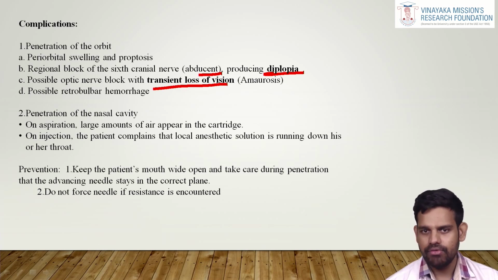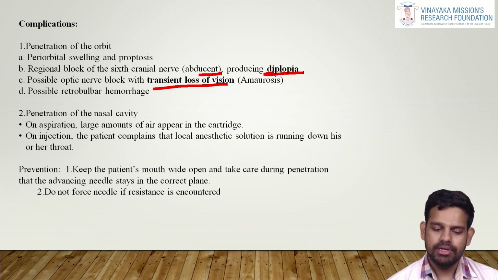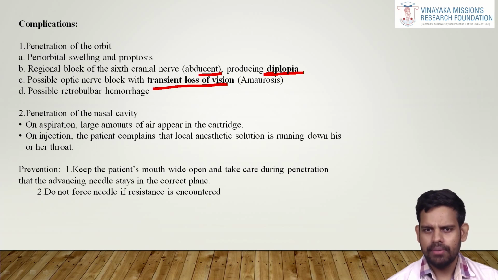So we have to be careful with the maxillary nerve block technique, especially the tuberosity technique. And possible retrobulbar hemorrhage. Retrobulbar hemorrhage is nothing but bleeding from the vessels situated posterior to the eyeball. When they get injured, it will lead to seepage of blood into the posterior part of the eyeball. So it will lead to continuous blood seepage, leading to a life-threatening condition, or it might lead to permanent loss of vision.